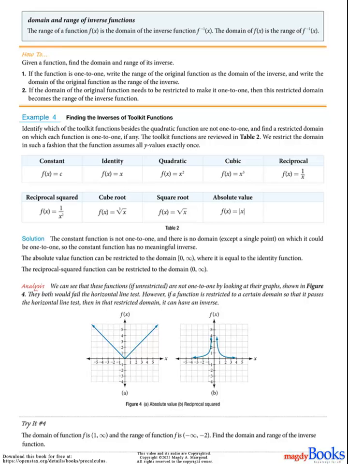2. If the domain of the original function needs to be restricted to make it one-to-one, then this restricted domain becomes the range of the inverse function. Example 4. Finding the inverses of toolkit functions. Identify which of the toolkit functions besides the quadratic function are not one-to-one, and find a restricted domain on which each function is one-to-one, if any. The toolkit functions are reviewed in Table 2. We restrict the domain in such a fashion that the function assumes all y values exactly once.